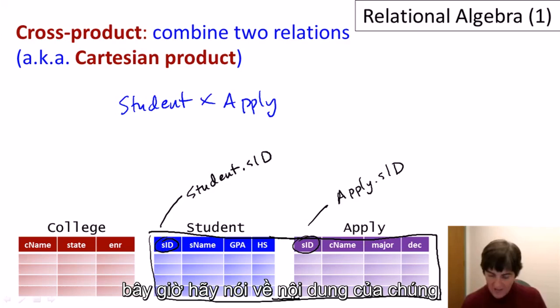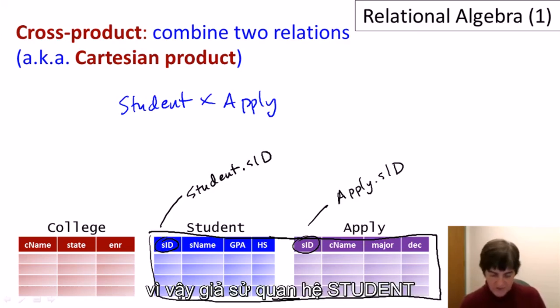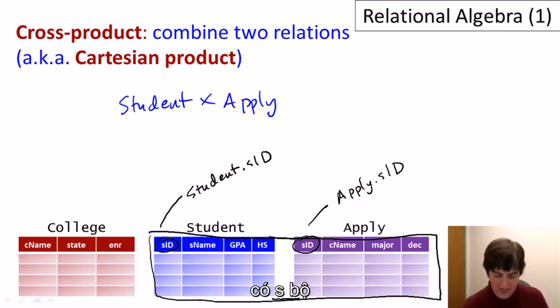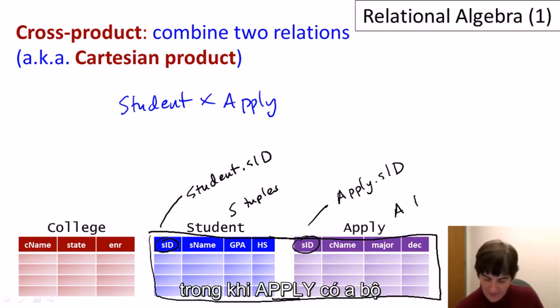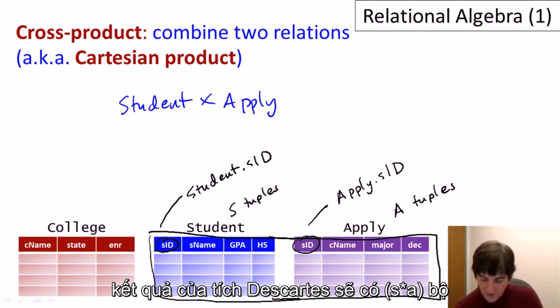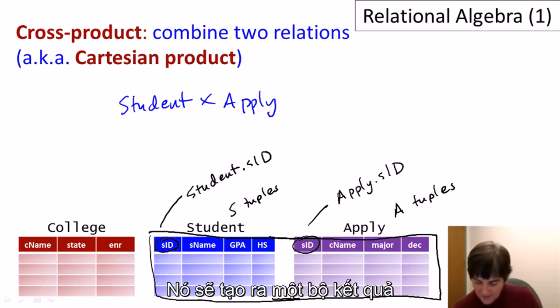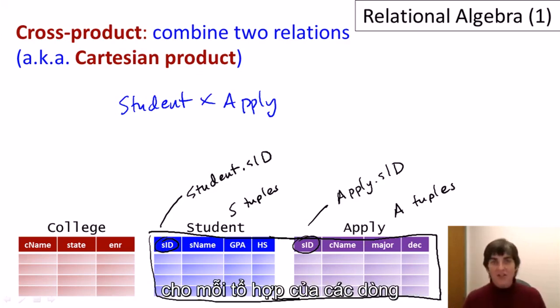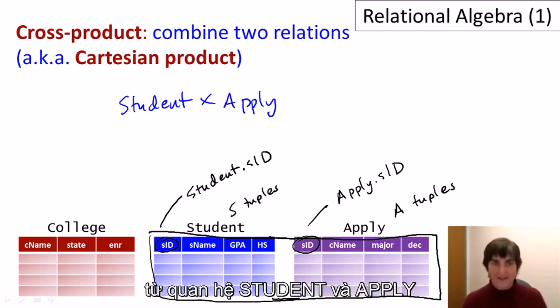Now let's talk about the contents of these. Let's suppose that the student relation had S tuples in it, while the apply relation had A tuples in it. The result of the Cartesian product is going to have S times A tuples. It's going to have 1 tuple for every combination of tuples from the student relation and the apply relation.